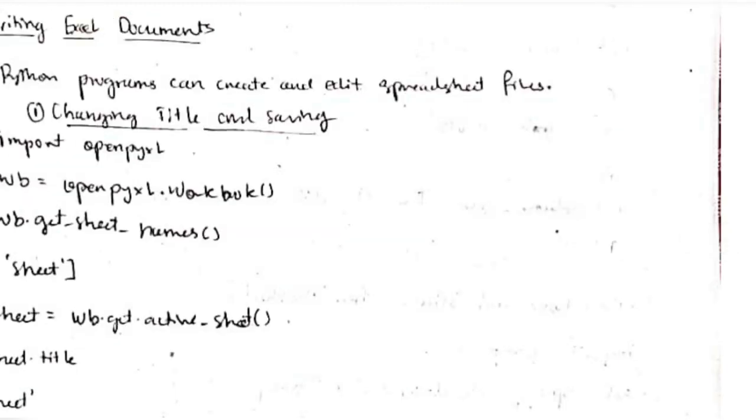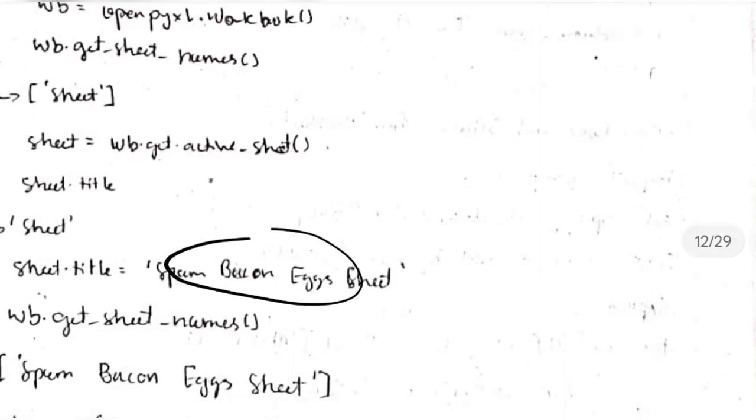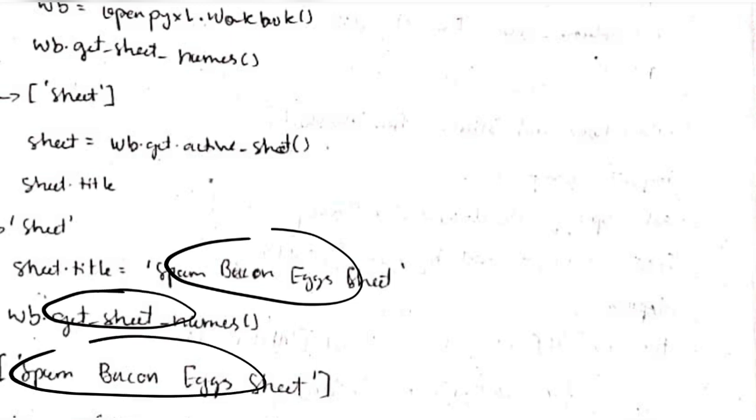That will be displayed. Writing to the Excel documents, we can change the title and save the spreadsheet. For that we'll be writing sheet is equal to wb dot get active sheet. First we are getting the sheet, and after that we'll change the title to whatever we want here in the upcoming part of the code. And after that, when we get the sheet name, it will show whatever we stored here, okay. Before that it was sheet, now it is the new name we set.